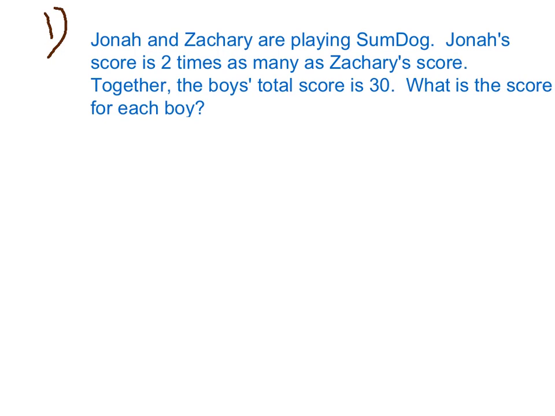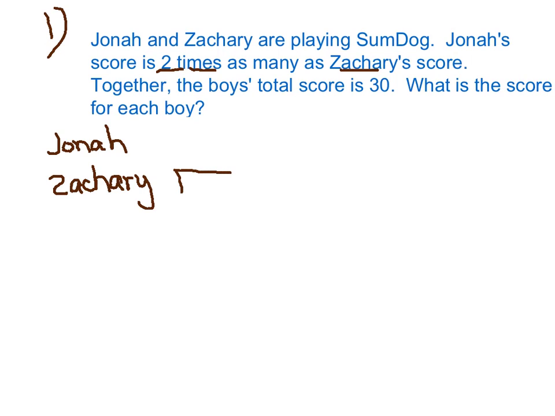Okay, when I look at this problem, I ask myself the question, who or what's involved? Well, I see that Jonah is involved and Zachary. We're keeping track of their scores. Then I ask the question, who has the smallest amount? Jonah's score is 2 times as many as Zachary. So Zachary has the smallest amount, so we're going to give Zachary the box.